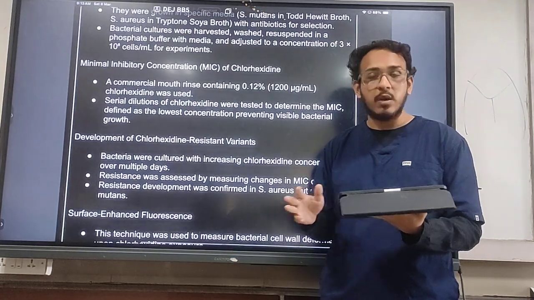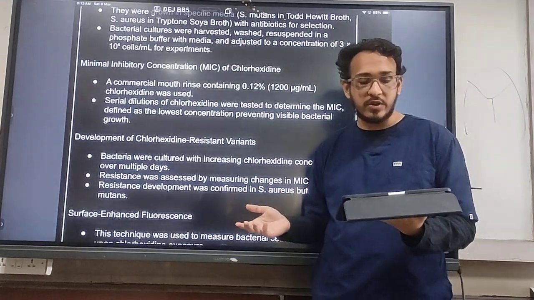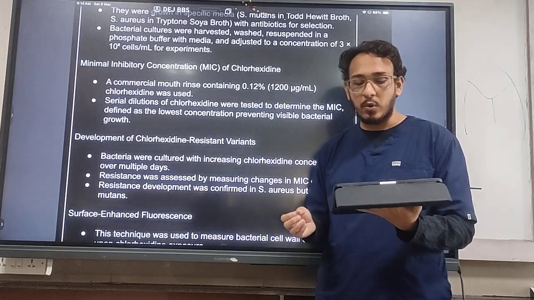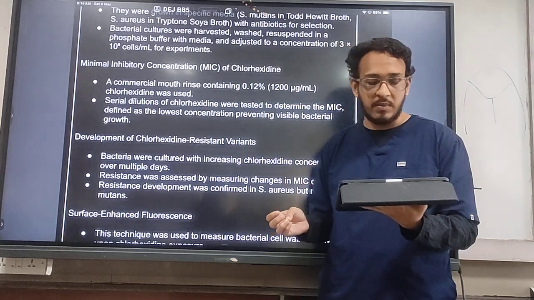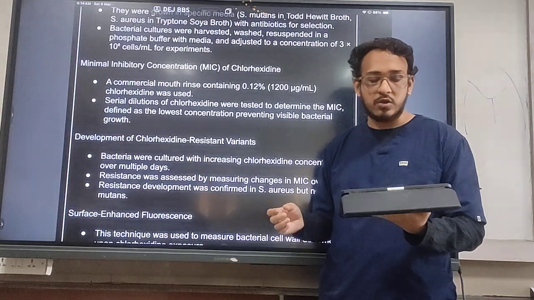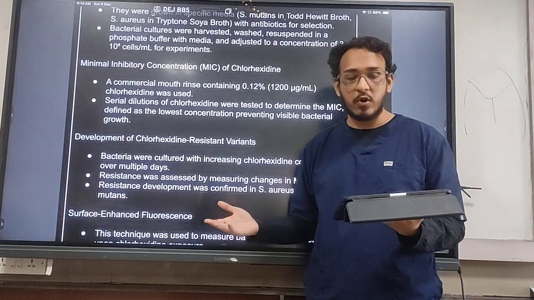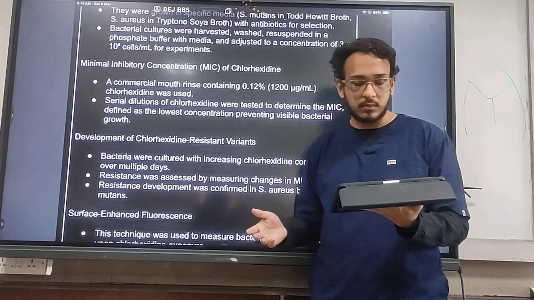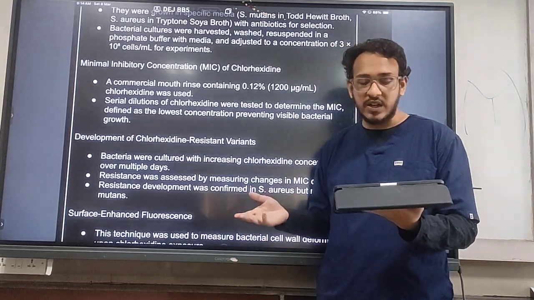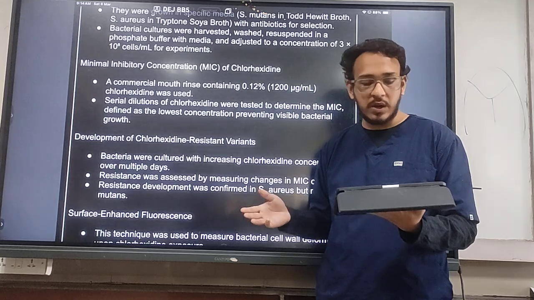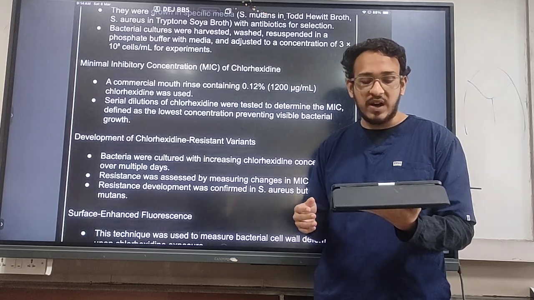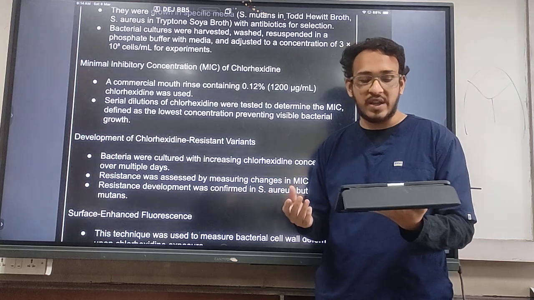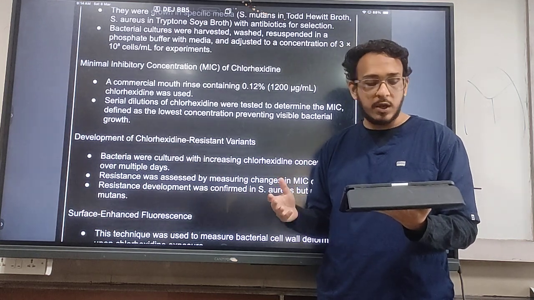So for this, a commercial mouth rinse was used containing 0.12%, that is 1200 microgram per milliliter chlorhexidine. So serial dilutions were done for chlorhexidine and a test was done to determine the minimum inhibitory concentration, defined as the lowest concentration that prevents visible bacterial growth.